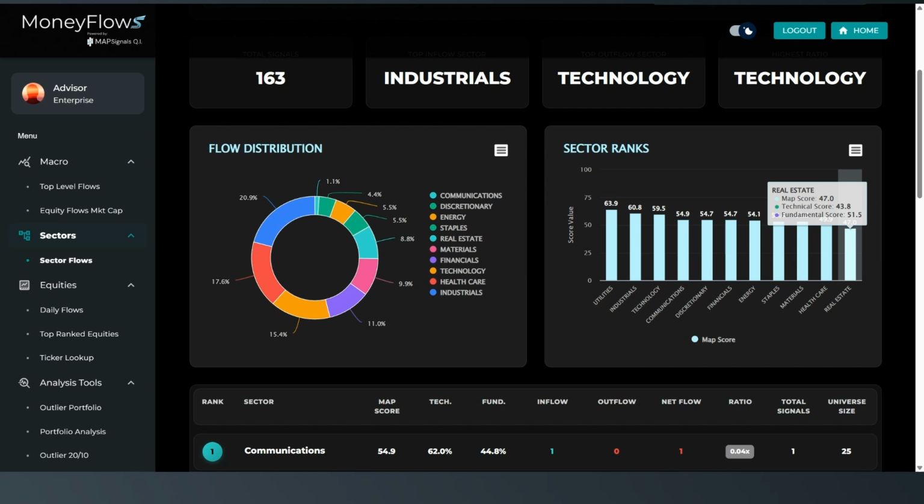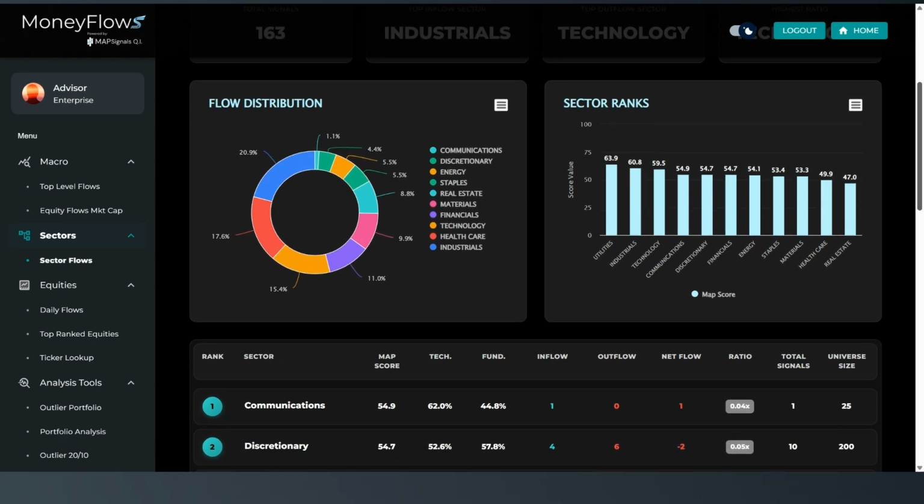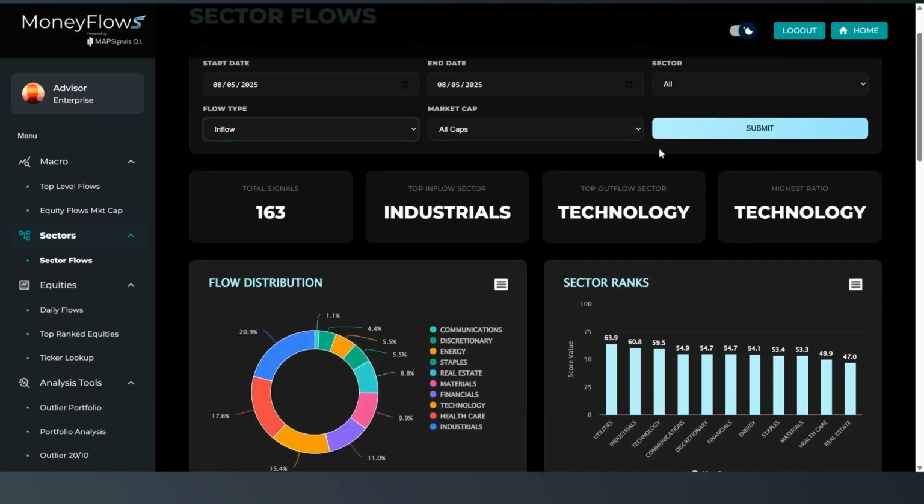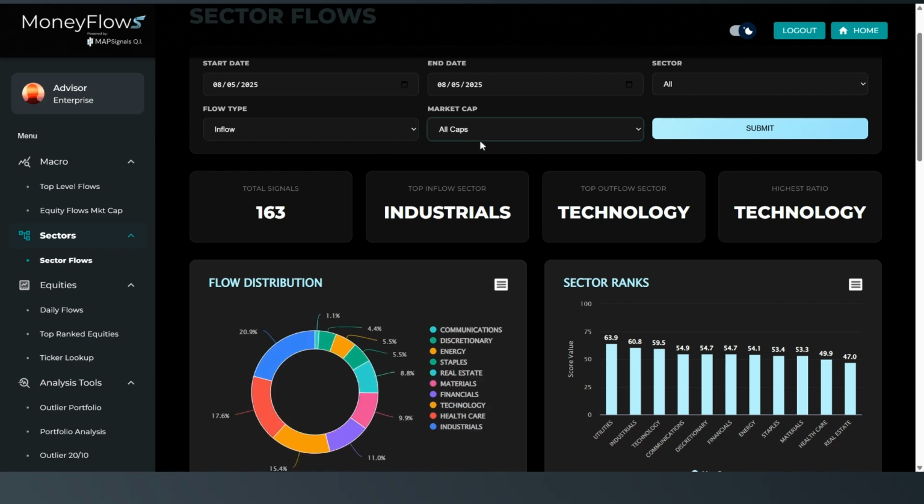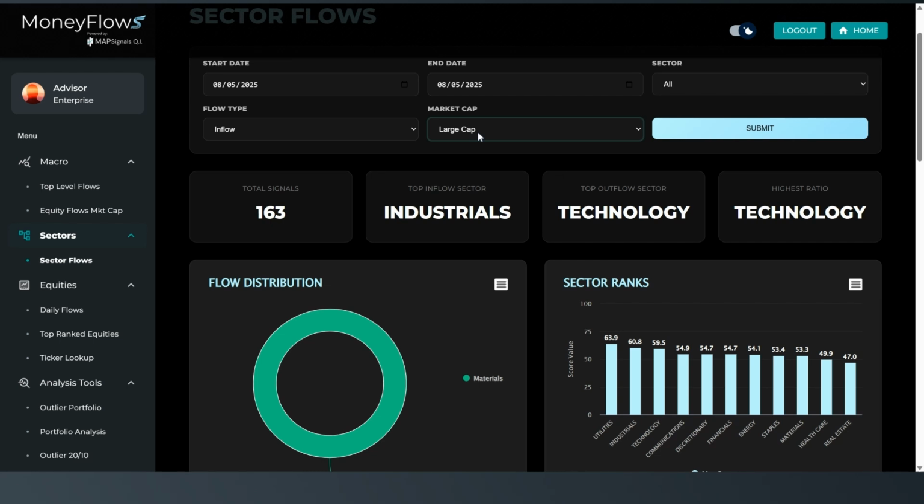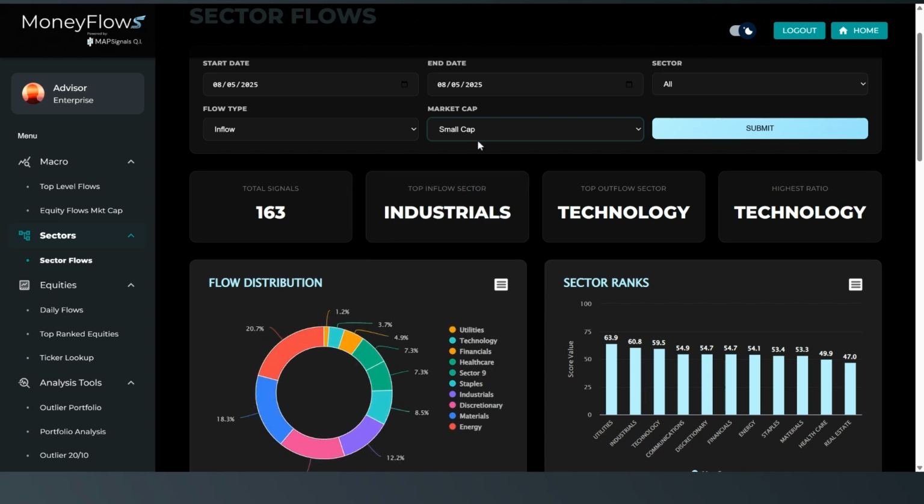Now inside of these, when you hover over, you can see the technical score and the fundamental score. Now remember, that is an equally weighted average of all of the scores in that sector. Now a couple of other things you can do. You can study the outflows. So on this given day, technology had a lot of outflows. And you can also check this out by market cap. So if you just want to look at large caps, mid caps, or small caps, you'll be able to do that dive as well.